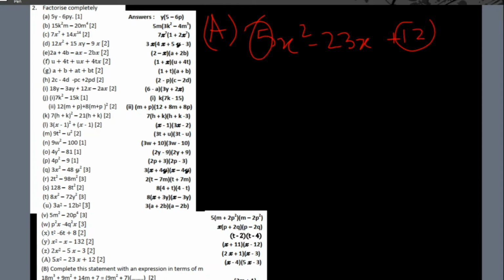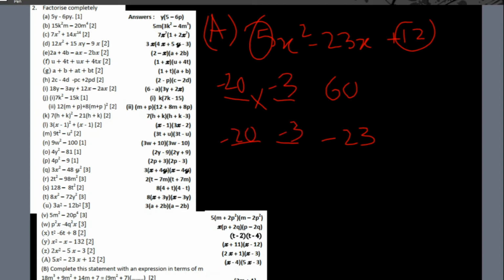Next up is part capital A, which is factorize 5x square minus 23x plus 12. So 12 times 5 is 60, yes, and then multiplication should give us plus 60 and addition should give minus 23. So which numbers should we use? Let's use 20 times 3. So minus 20 minus 3.